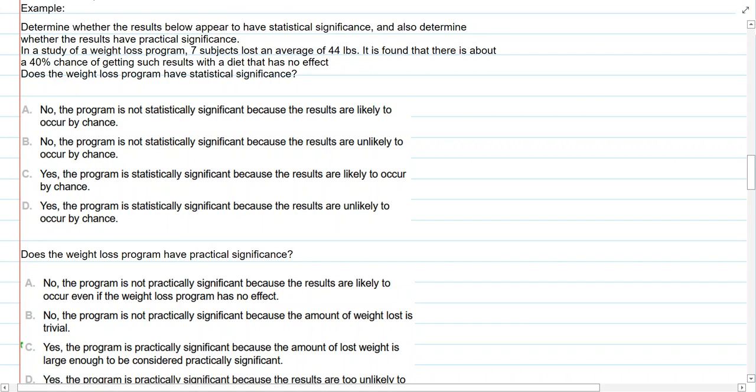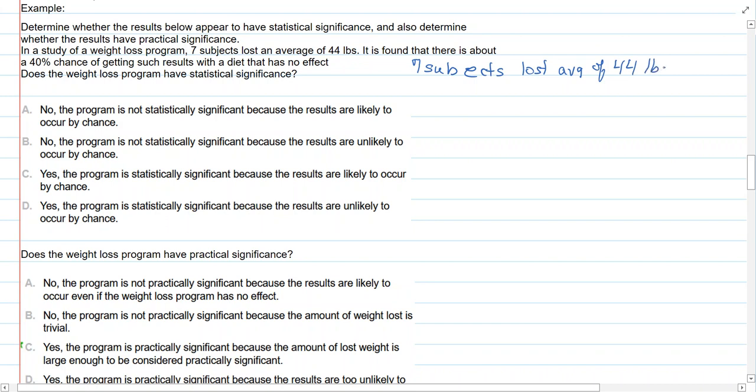Here we are in part 2 as we explore examples regarding information of recognizing statistics and using the vocabulary that we have learned. Determine whether the result below appear to have statistical significance and also determine whether the results have practical significance. In a study of the weight loss program, 7 subjects lost an average of 44 pounds.